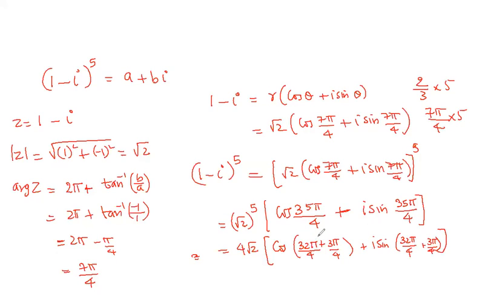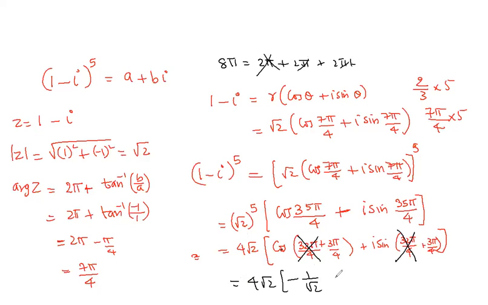8 pi means I told you 360 हमेशा delete हो जाता है. You understood that? What do you mean by 8 pi? 2 pi plus 2 pi plus 2 pi, 4 times ना? And हमेशा 360 डिग्री से तो delete हो जाता है ना? तो पूरा 8 pi delete हो जाता है. I hope you have understood. Anybody wants explanation here? Nobody? Very good. Cos 3 pi by 4, cos 135 degrees is minus 1 by root 2, plus i sine 135 degrees is 1 by root 2. When you open the bracket, minus 4 plus 4i.